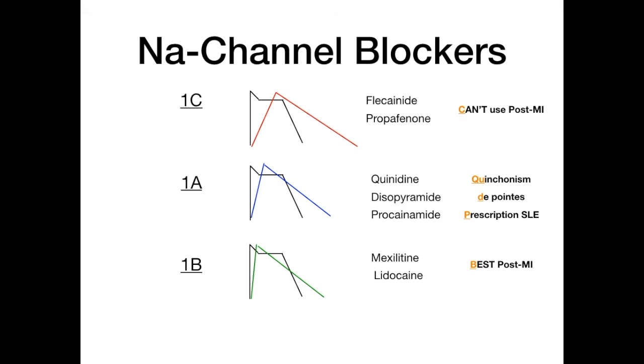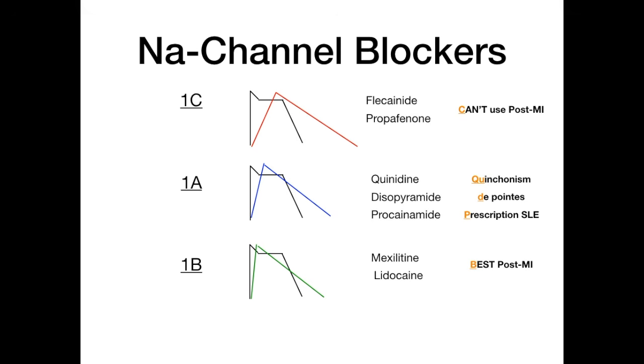The 1C agents are flecainide and propafenone, and C cannot use them post-MI. C for cannot use, or C for contraindicated. Quinidine for quinchonism, also known as cinchonism, which is headache and tinnitus. That's a very high yield adverse drug reaction for quinidine.